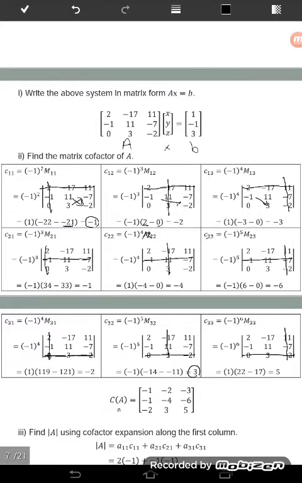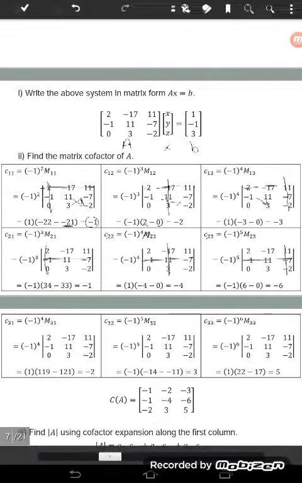Okay, so the matrix cofactor of matrix A is negative 1, negative 2, negative 3. For the second row, negative 1, negative 4, negative 6, and for the third row is negative 2, 3, and 5. Okay, next.